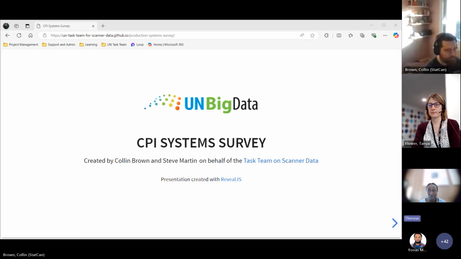So today we are hosting experts on scanner data, and the UN task team on scanner data was established back in 2017 and brings together experts from a large number of statistics offices and international organizations to enable and expand practical use of alternative data sources, scanner data inclusive, into consumer price statistics.